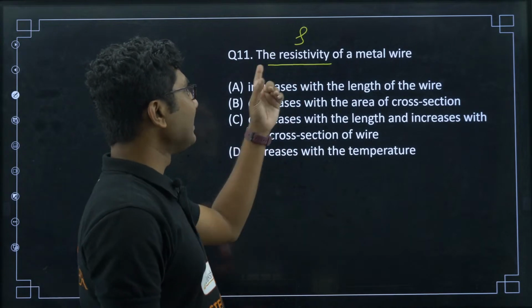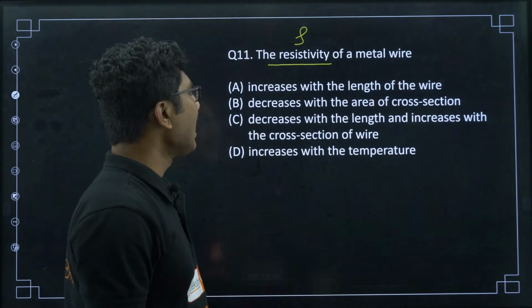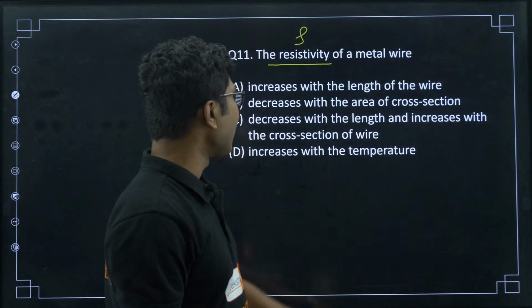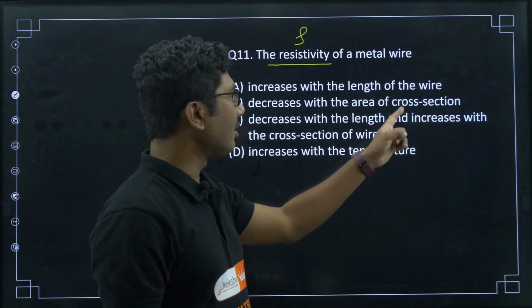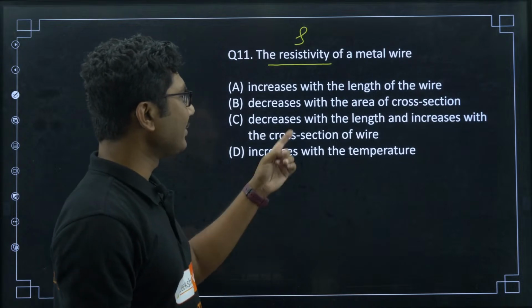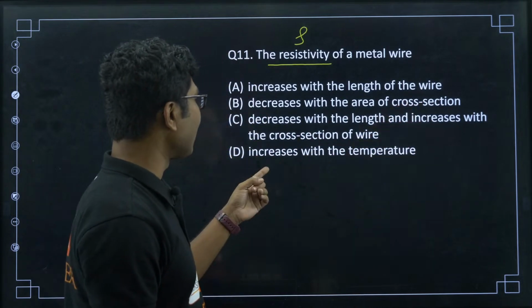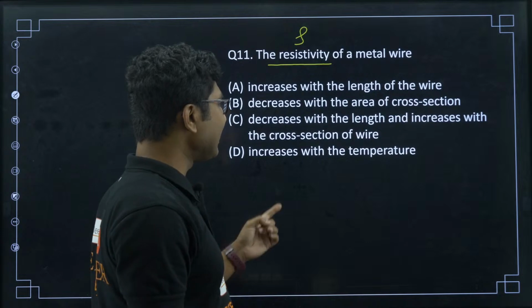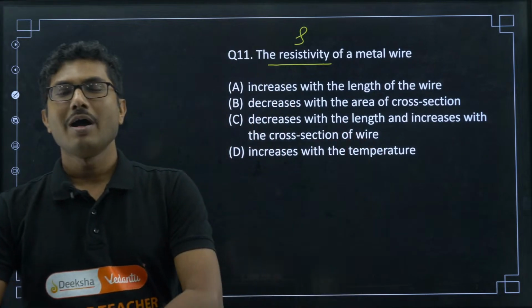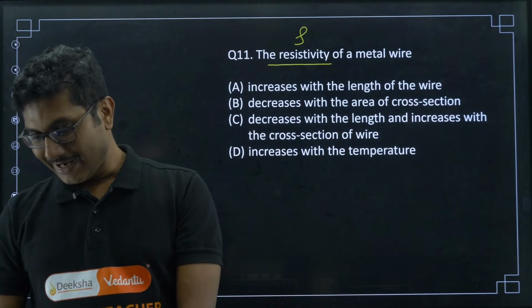The resistivity of a metal wire increases with the length of the wire, decreases with the area of cross section; decreases with the length and increases with the cross section of the wire; increases with the temperature. Now, tell me which is the correct answer. Tricky question.